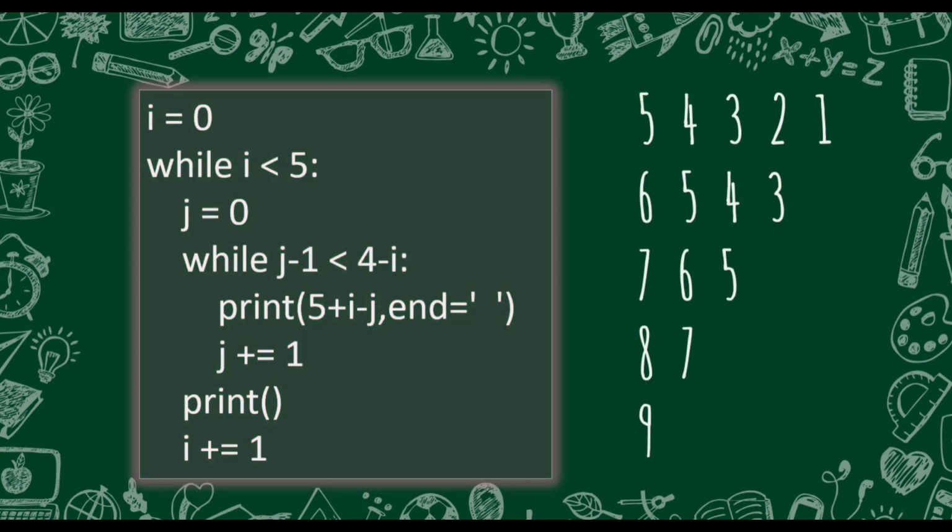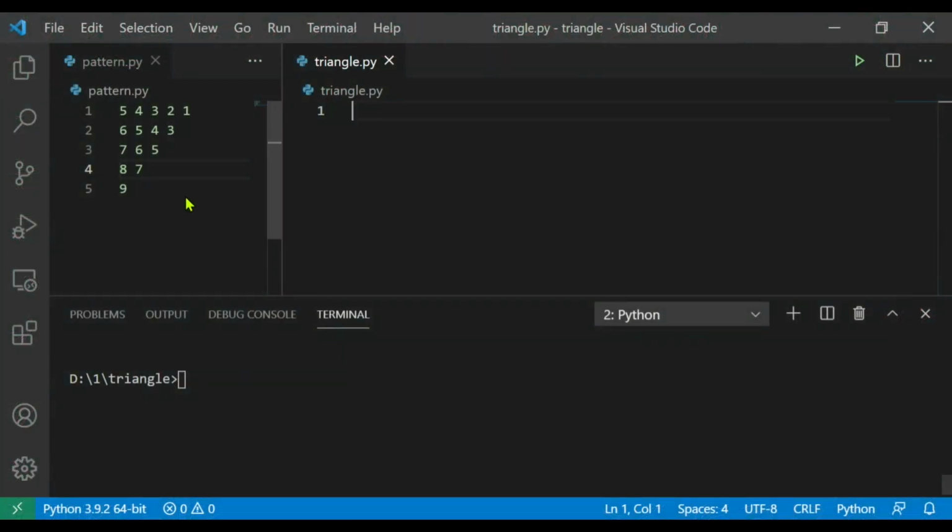In this video tutorial, we will see how to print the right angle number triangle pattern. Let's move to Visual Studio Code and execute this pattern. We can see here, the triangle is aligned on the left side.